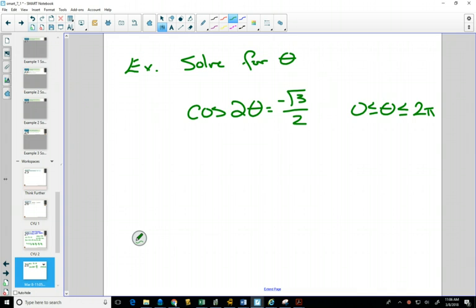The first thing that we're going to do is look at the domain that we're solving from 0 to 2 pi, and say, well, if 1 theta is between 0 and 2 pi, then 2 thetas would be between 0 and 4 pi. In other words, 2 thetas is twice around the circle.